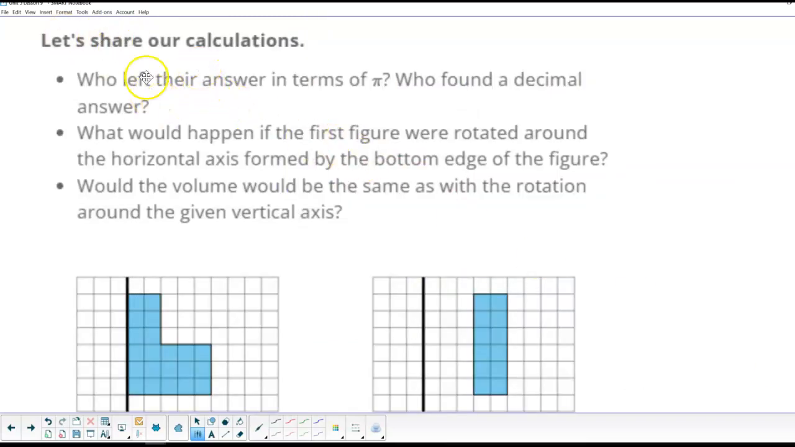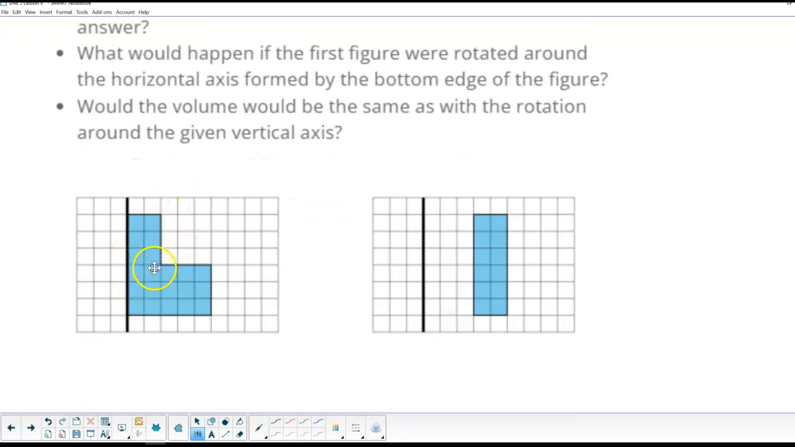All right, so let's share our calculations. We already talked about writing your answer in terms of pi, how it's more accurate than using 3.14. But it says, what would happen if the first figure were rotated around the horizontal axis formed by the bottom edge of the figure? So we're going to do that here. We're going to rotate around the horizontal axis, which is right here by the bottom edge. And then would the volume be the same as with the rotation around the given vertical axis? So it wants us to compare the volumes. I'll pause it and show you what we'd come up with.